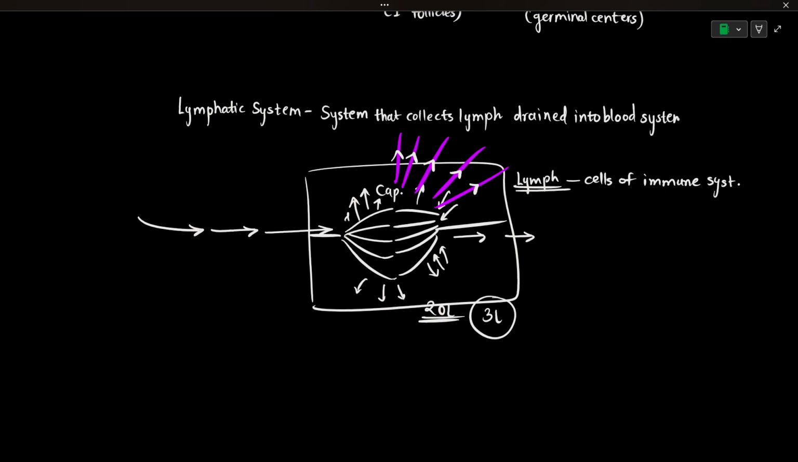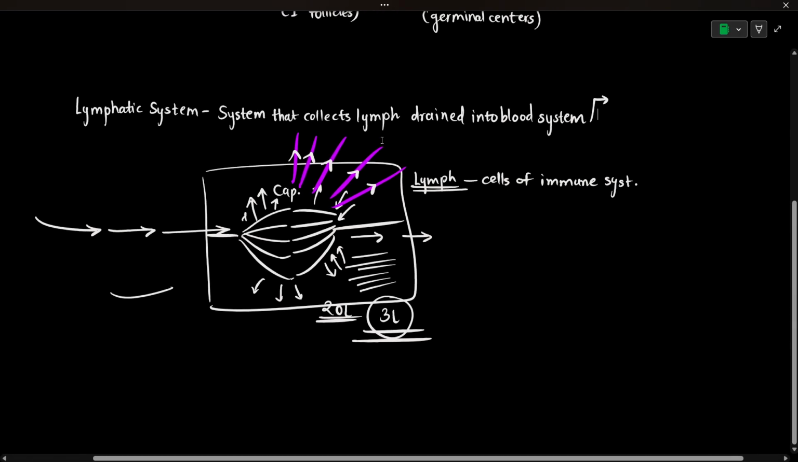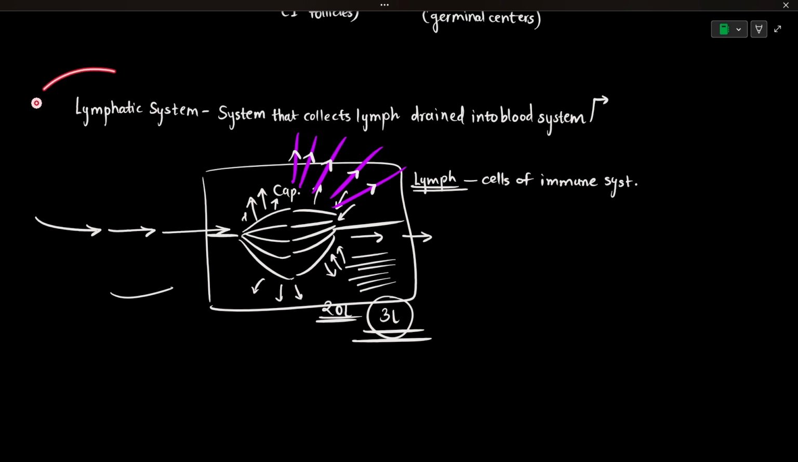All of the interstitial fluid that stayed behind in the tissue will be taken up by the lymphatic system and returned to the blood. Whatever blood lost, 3 liters of plasma, will be returned to the blood system again in the veins. This lymphatic system is made up of lymph vessels, which will form lymph ducts.